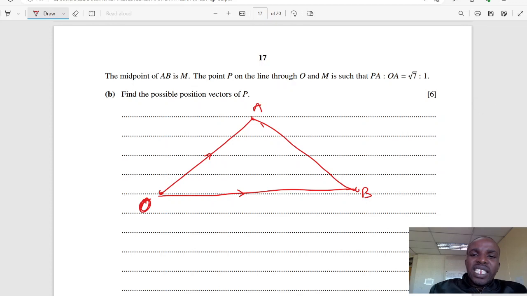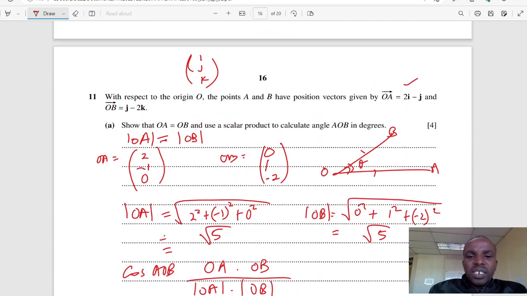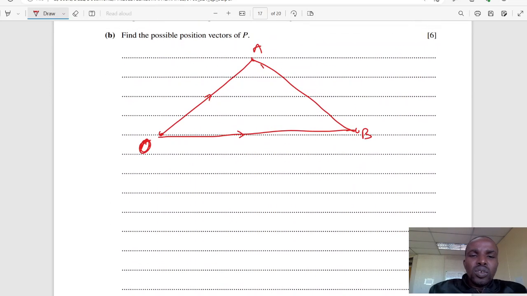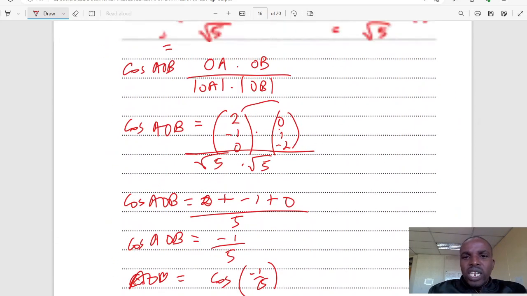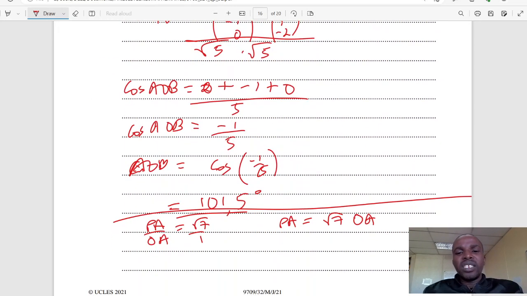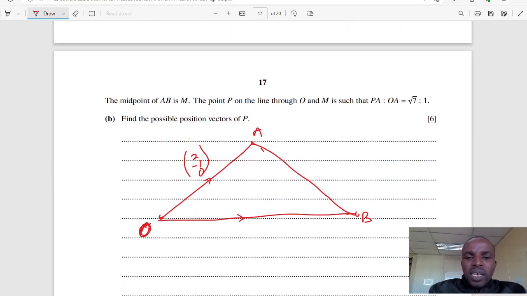What is my OA in this case? I have found it. It's (2, minus 1, 0). Then my OB is (0, 1, minus 2). Then they said the midpoint of AB is M. The midpoint of AB, this one, is supposed to be M here.